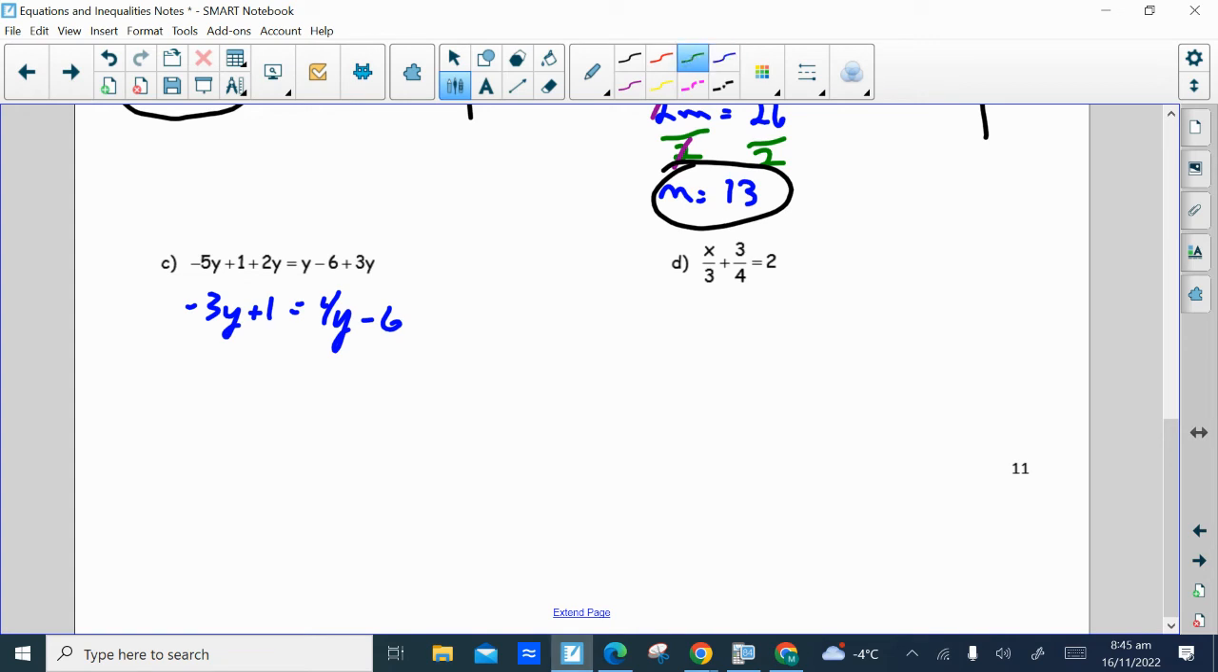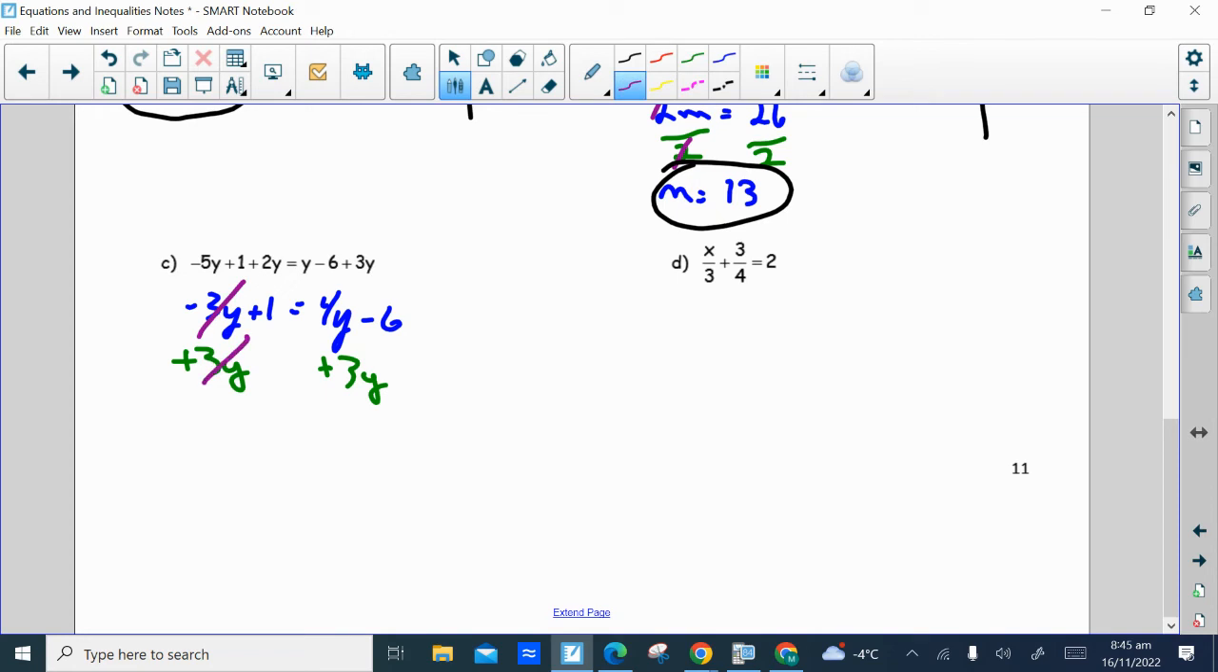And now we'll collect the y's so that we only have one y term on one side. And because this is a negative 3y on the left, the best thing to do here would be to add 3y to both sides. Again, we want to avoid any negatives if we can. It'll work if we brought the 4y over. It's just going to be a little bit tougher because you're dealing with negatives. But it would still work. However, if I do it this way, I'm not going to have negatives to deal with.